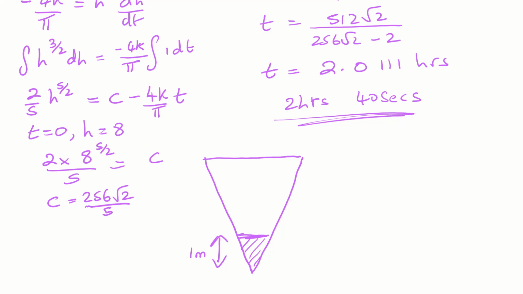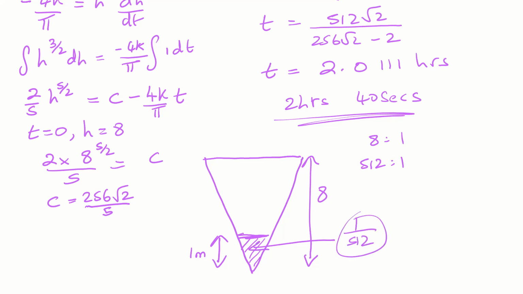Think about also that the overall height here is 8. Now, if we think about the linear scale factor there, it's 8 to 1. If you go for the volume scale factor, that's 512 to 1. So when you get to here, you've only got 1/512th of the entire volume left. So it doesn't take long to drain.